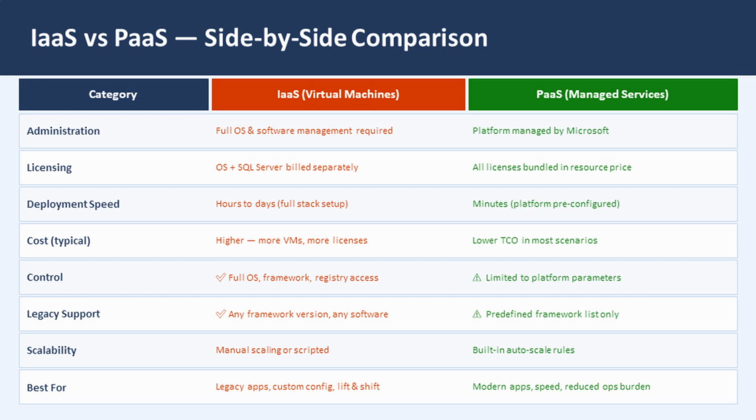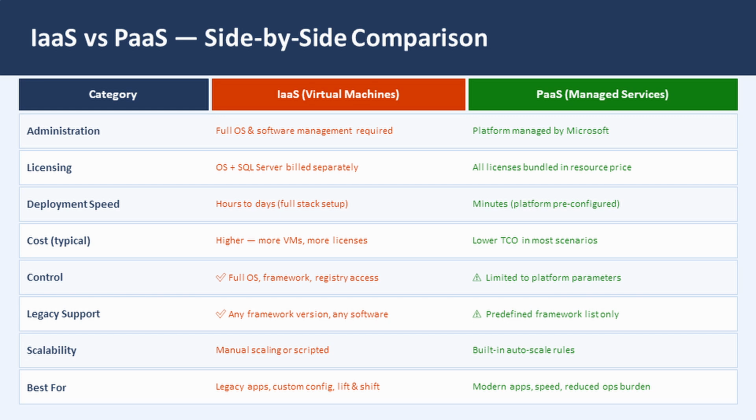Let's now put everything side by side in a clear comparison. Looking at administration, with IaaS you handle everything: OS patches, software updates, driver management. With PaaS, Microsoft handles the platform, and you only manage your application. Licensing, IaaS charges you separately for every OS and SQL Server license. PaaS bundles all of this into the resource price. No tracking, no separate purchases.